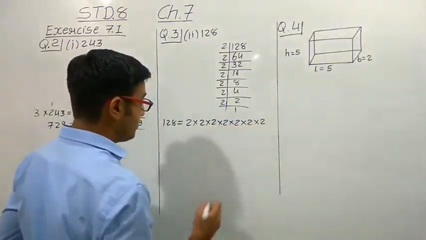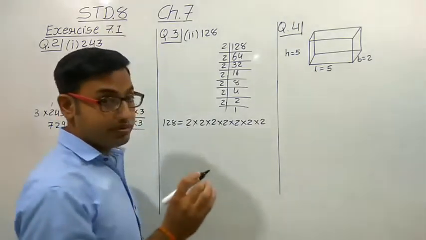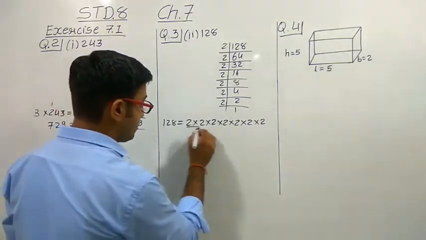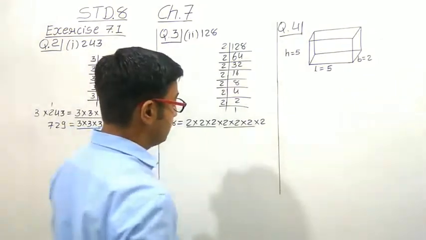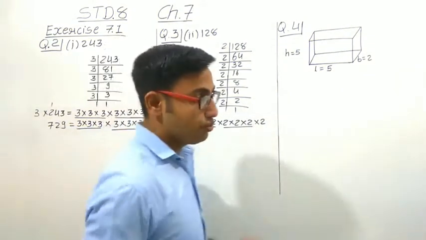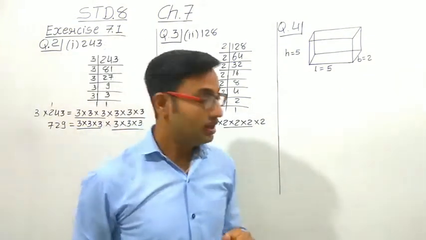Now let us make the pair of the same factors, but pair of the three same factors. First pair, second pair. Now see, one of the two is remained here.